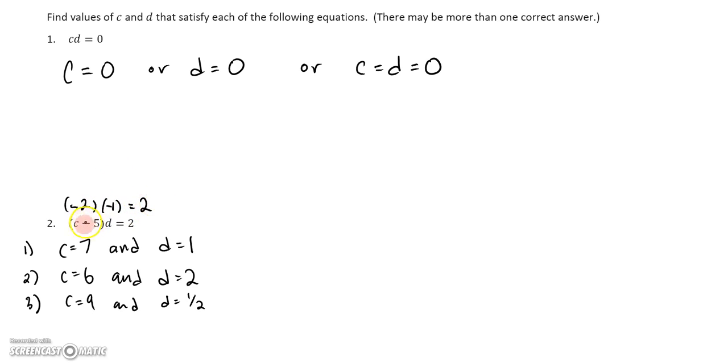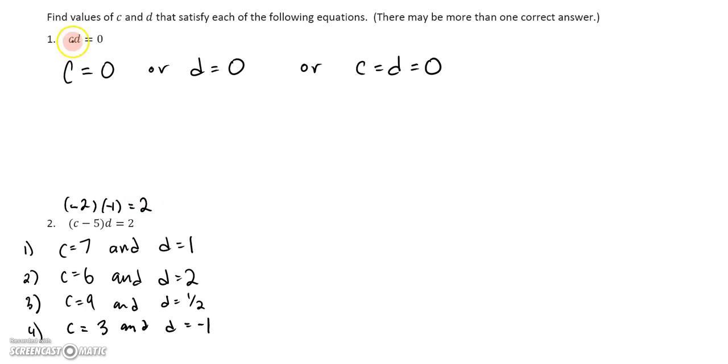So c would have to be 3. So in this fourth way, c could be 3 and d could be -1. Alright, you guys getting what's happening here? There are infinite possibilities for combinations of c and d that would yield us a product of 2 here.